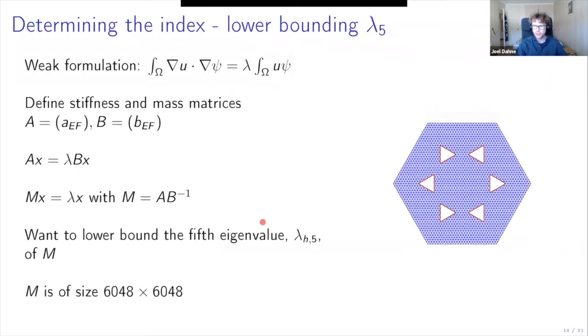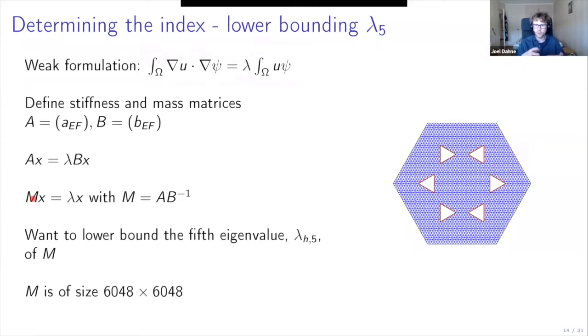So how do we compute this lambda h5? As I said, it's basically a finite element variation of the problem. You rewrite the problem in a weak formulation and you get something similar to this. Here you define a stiffness matrix and a mass matrix, A and B. Then the problem reduces to computing this: A times x equals lambda B x. In our case, B happens to be diagonal, so it's very easy to invert, and we can easily rewrite this as Mx equals lambda x. So lambda h5 is just the 5th eigenvalue of this matrix M.